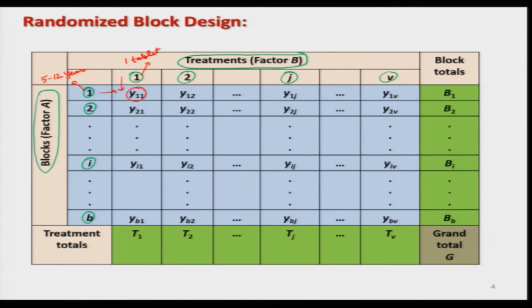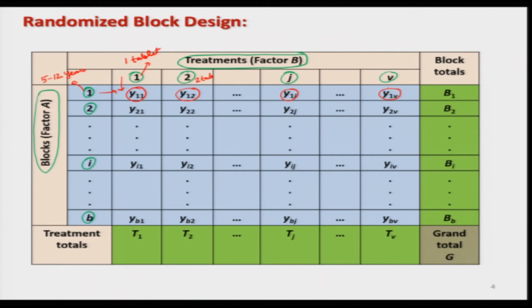Similarly, I take the second child from this age group of 5 to 12 and give treatment number 2. For example, treatment number 2 can be 2 tablets, and I give these 2 tablets to this child, and then I record the value y12, which indicates the time taken in bringing the body temperature to normal. Similarly, I repeat it, and then we obtain y1j, and finally y1v.